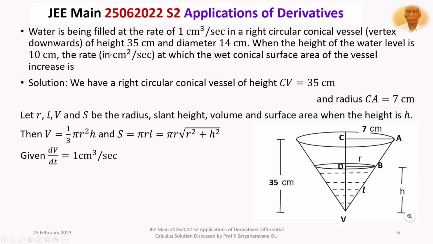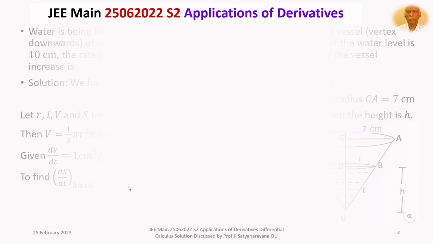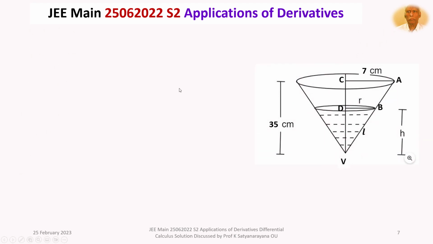Given dV by dt is 1 centimeter cube per second. Water is being filled at the rate of 1 centimeter cube per second. So dV by dt is 1 centimeter cube per second. Required to find dS by dt, the rate at which the surface area of the vessel increases, when h is equal to 10. We continue in the next slide.